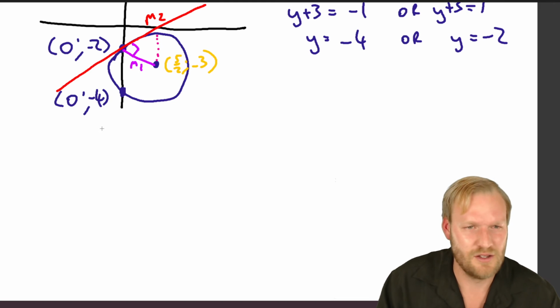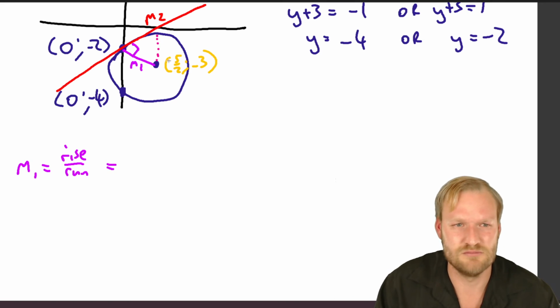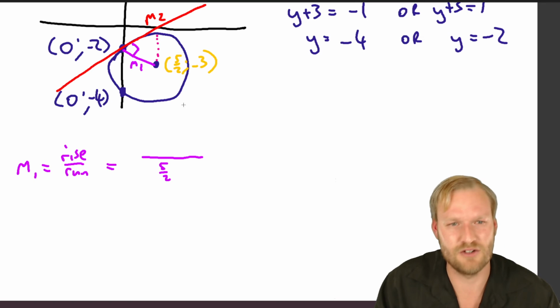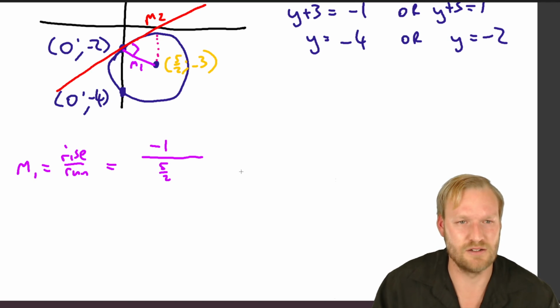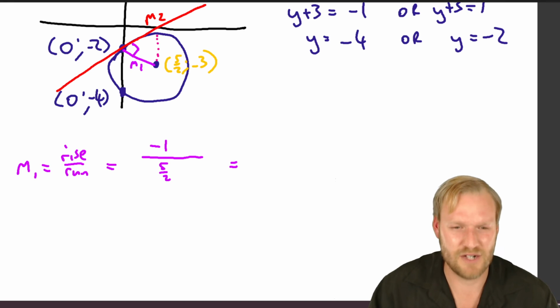It's not going to be too bad, right? Because we're going M1 equals rise over run. Well, let's go from left to right, I always like to do. So we're running by 5 over 2, and we're going from -2 down to -3. So we're rising by -1. So -1 divided by 5 over 2.